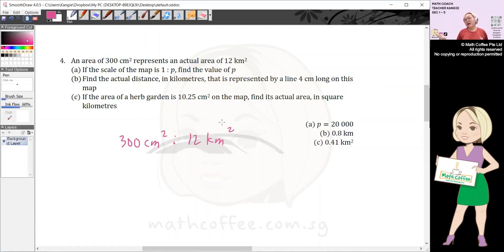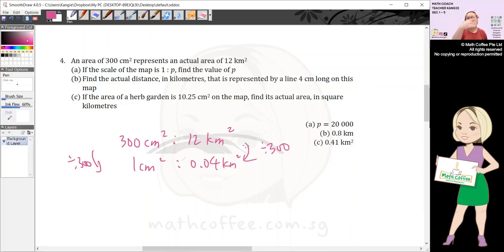Right? Then how? Okay, so the trick is always make your left-hand side to become 1 cm square. So I know I have to divide by 300. Of course, this side is definitely 1 cm square. So just take 12 divided by 300. It will give me 0.04 km square. So now we are ready. The question is like that every time.